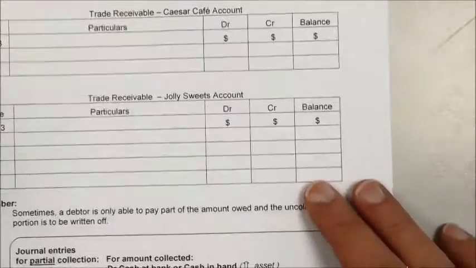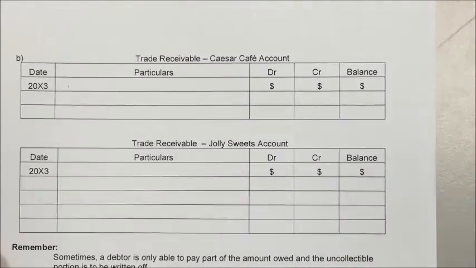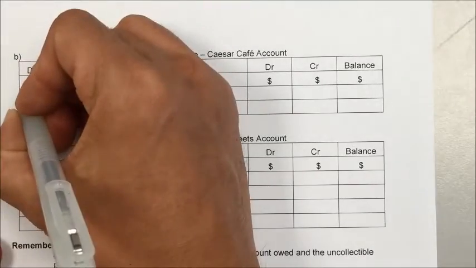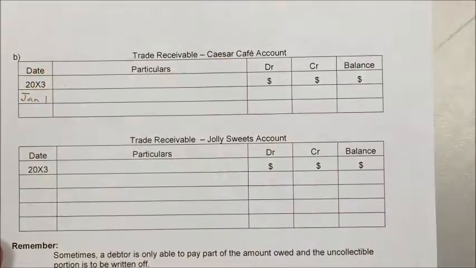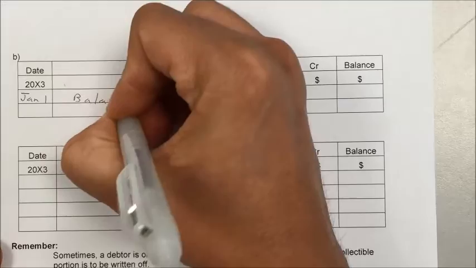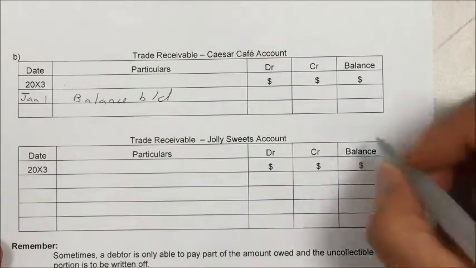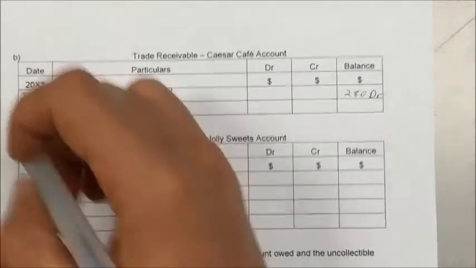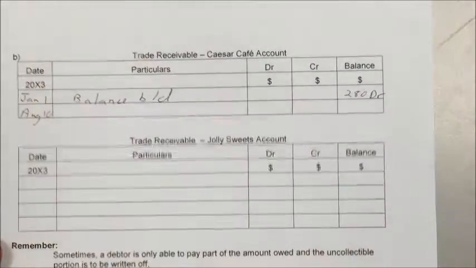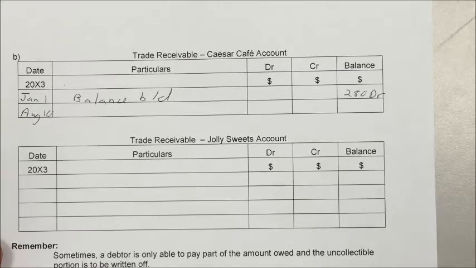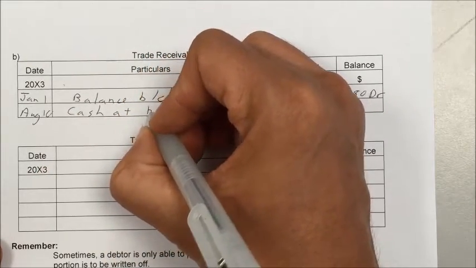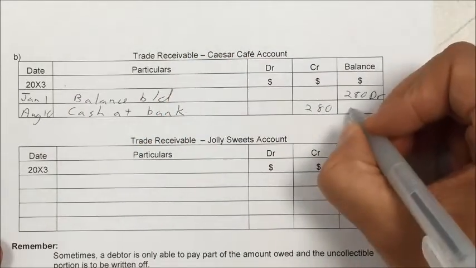For the trade receivable account for Caesar Cafe, we record the balance brought down first of 280. So balance brought down January 1st, balance brought down of 280 debit. Then on August 10, the debtor paid up, so we will credit this trade receivable account for 280 and write cash at bank here, since this is the account that we debit. So the balance will be 0.